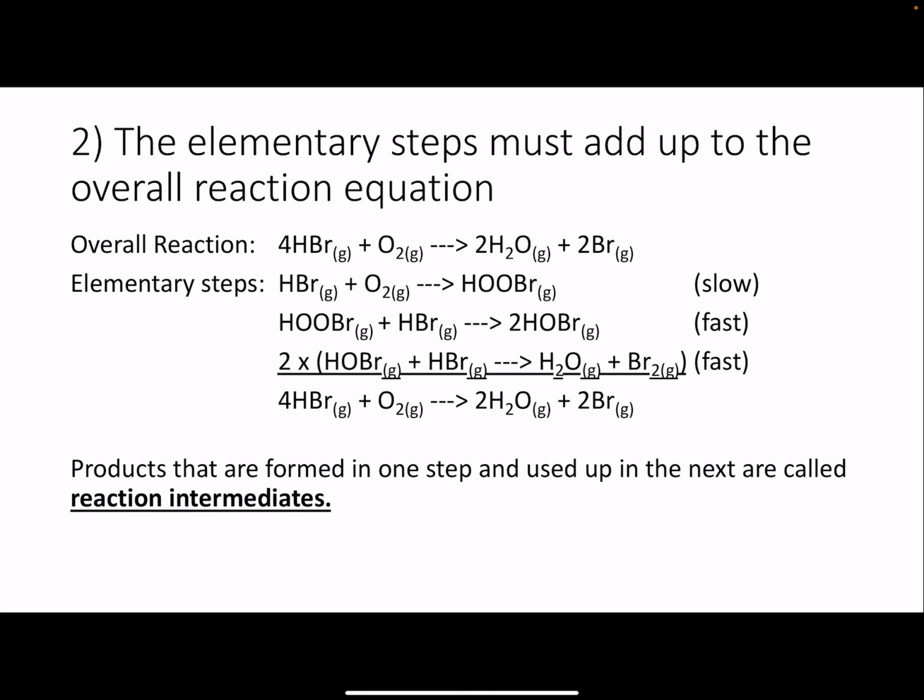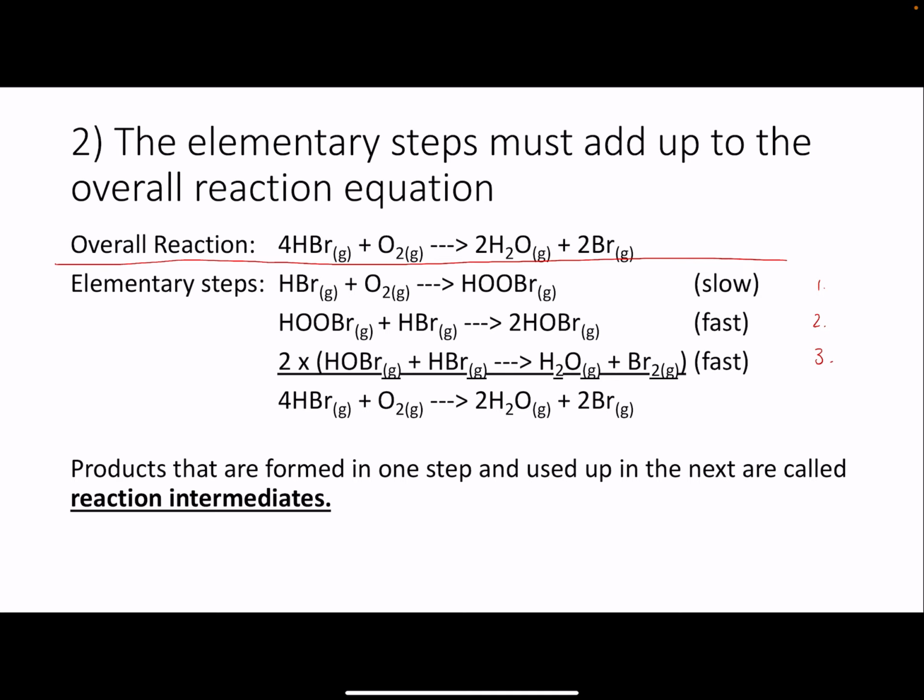So the second postulate of a mechanism is that all the individual steps need to add up to the overall reaction. So we'll draw a line here just to separate these. And you can see here, this was that reaction from example B on the slide before. The 4 hydrogen bromides reacting with the oxygen. And we said it's unlikely because there's 5 molecules. So what's more likely to happen are these steps, 1, 2, and 3 that you see below it. Now you've got some data on the speed. We'll talk about that in a second.